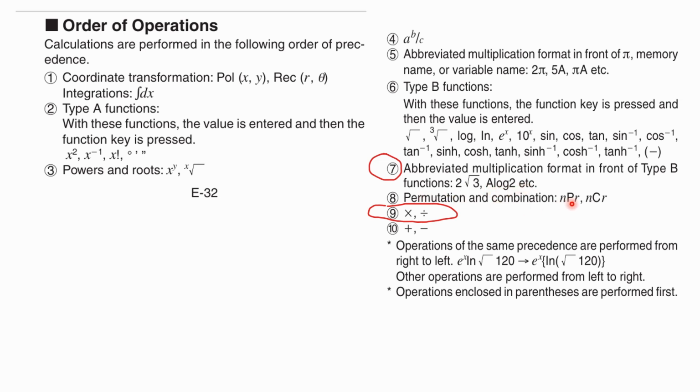Permutations and combinations. And then you have things like your explicit multiplication and division. So with this calculator, they're actually giving precedence to implied multiplication. I actually skipped over this step up here, step 5, abbreviated multiplication format in front of pi, memory name or variable name, things like 2 pi or 5 times a or pi a, etc. So they are giving precedence to implied multiplication over explicit multiplication and division.